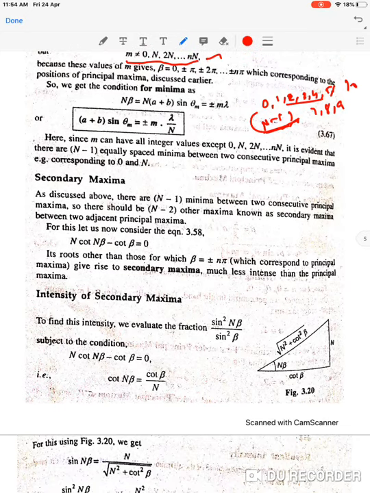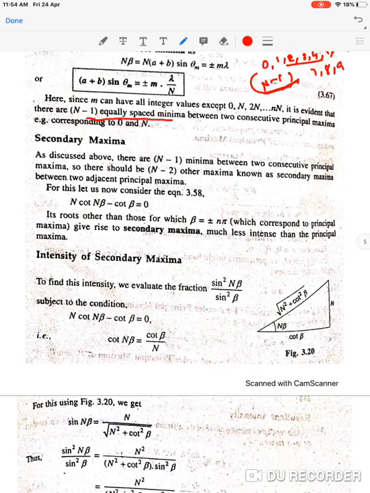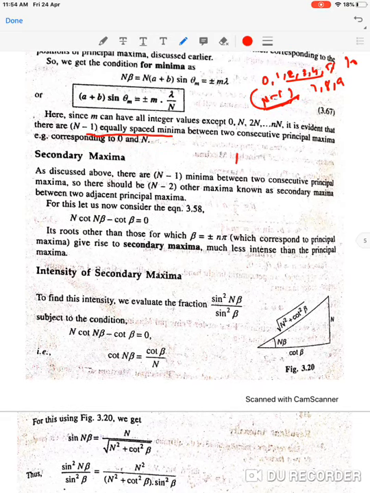these are equally spaced minima between two consecutive principal maxima. So here is our maxima, here is our maxima, and again here is our second principal maxima. Remember this is principal maxima. We will also get some secondary maxima as well.